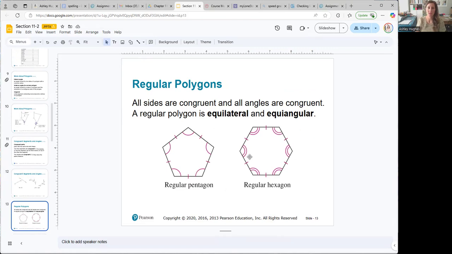Regular polygon. Okay, so if you see the word regular, regular means something very special. It means that all sides and all angles are equal, or congruent, all the same. So regular pentagon, if this was 5, these guys would all be 5. And then if this was 7, these would all be 7. So regular has to do with the fact that they are equal to one another.